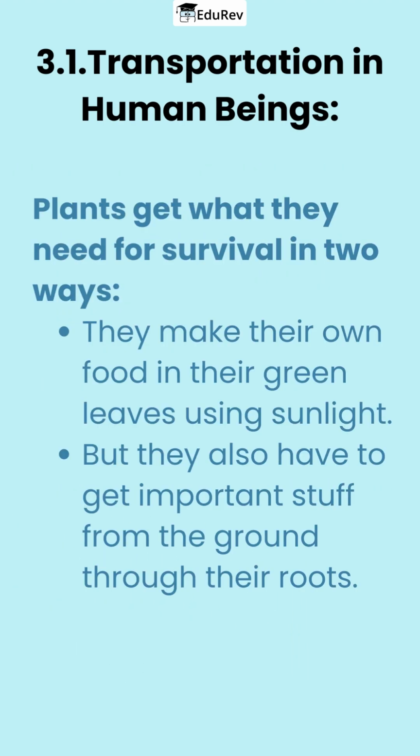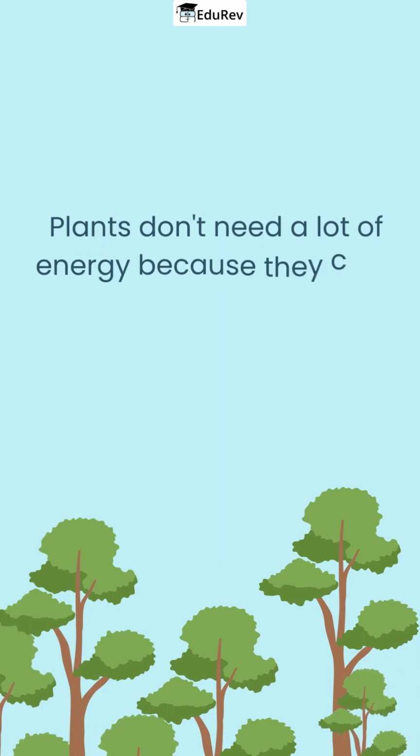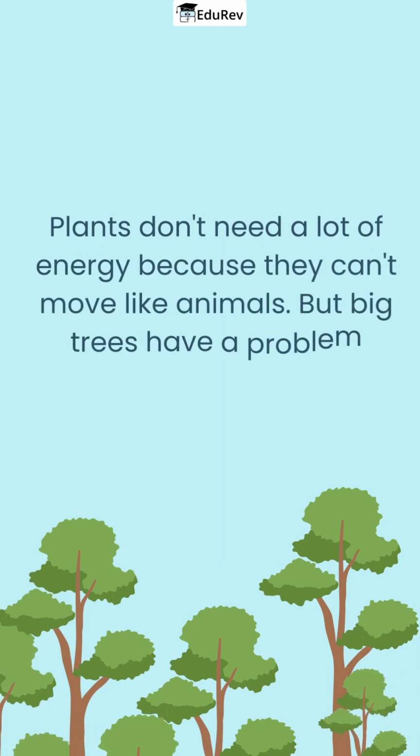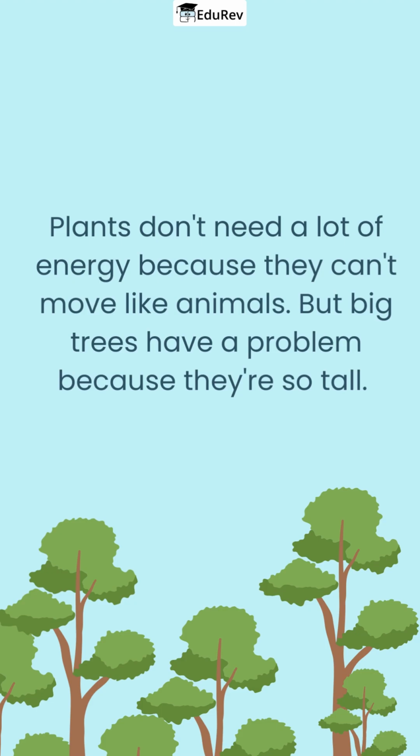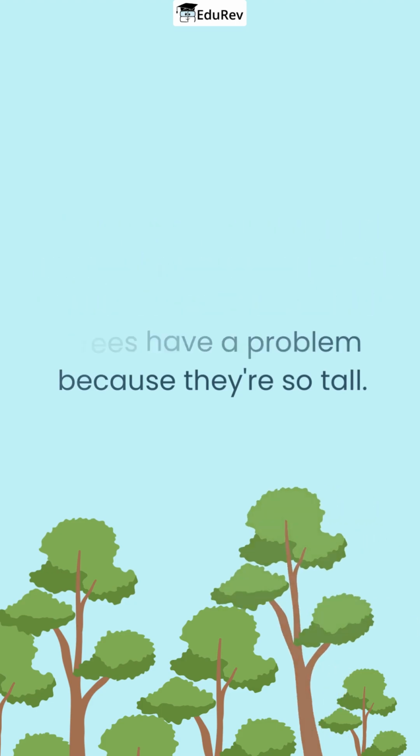Plants get what they need for survival in two ways. They make their own food in their green leaves using sunlight. But they also have to get important stuff from the ground through their roots. Plants don't need a lot of energy because they can't move like animals. But big trees have a problem because they are so tall.